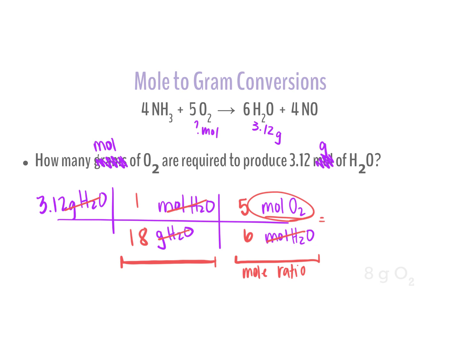So I'm going to do my math. 3.12 times 5 divided by 18 divided by 6, and I get 0.144 moles of O2. So that's how much I need. Do you feel like that fits kind of within an expected range? Did we need to produce very much product? We only wanted 3 grams of product. So I think it makes sense that our mole value here is pretty small of what we needed to put in. Okay, how are we feeling about that?